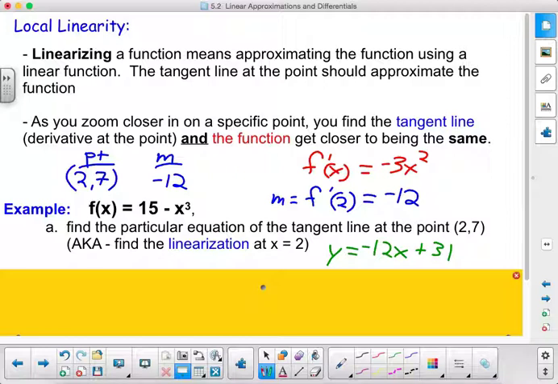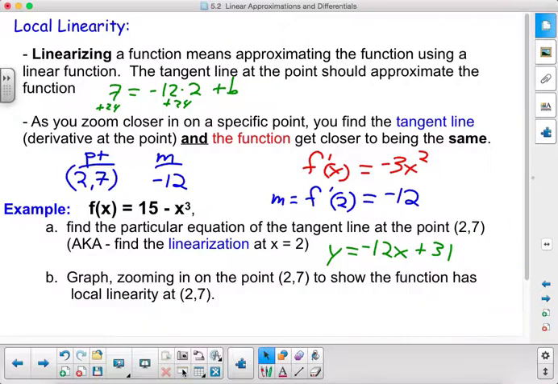Again, how do I maybe get that? Some of you did it this way. You did 7 equals negative 12 times 2 plus b. So if I add that 24 over, that's where I get the 31 from. So thank you for doing that part.